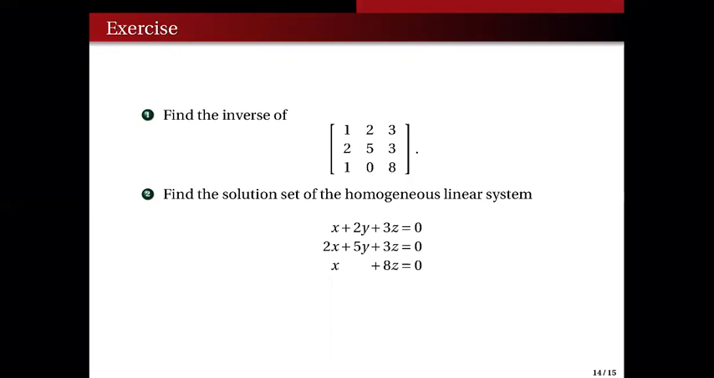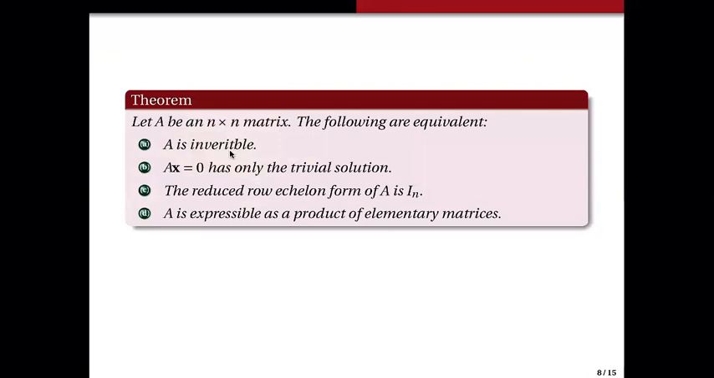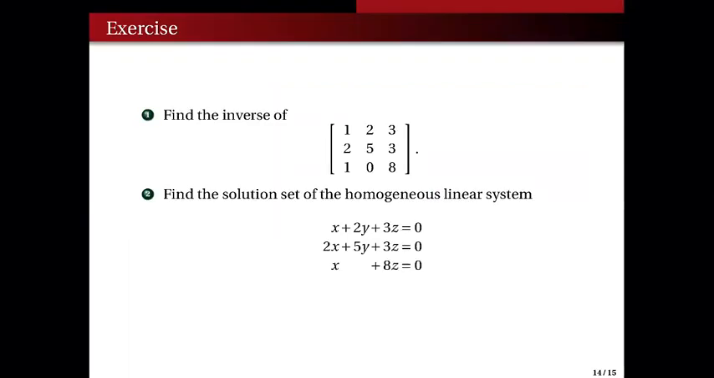Okay? So, if you found that this is invertible, then definitely you'll get the answer here immediately. Remember this theorem? If your A is invertible, AX equals 0 has only the trivial solution. So it means that if you found that this is invertible, then this system will only have the trivial solutions.